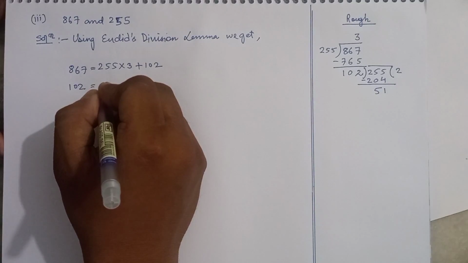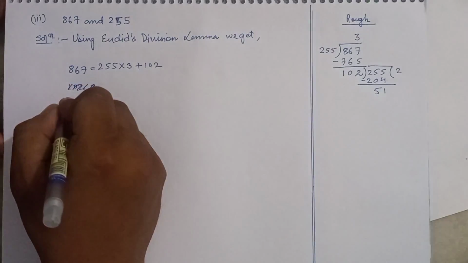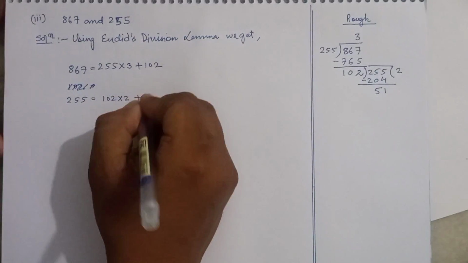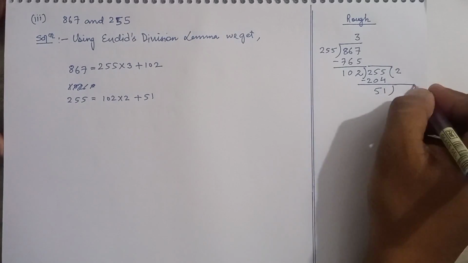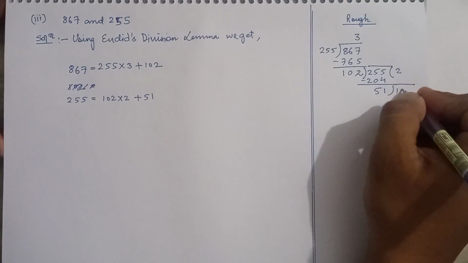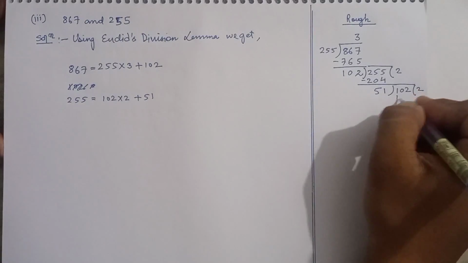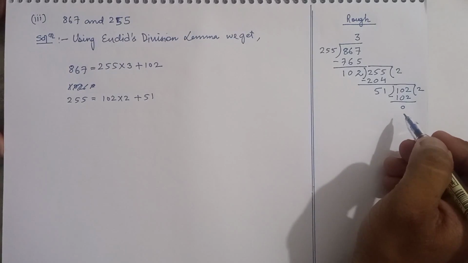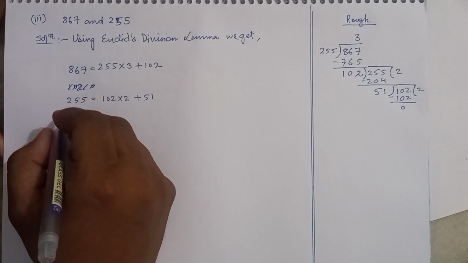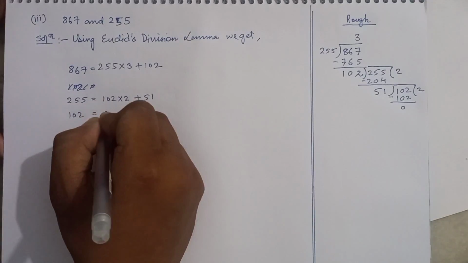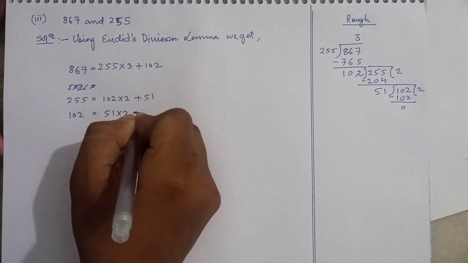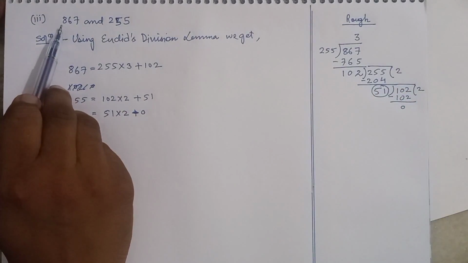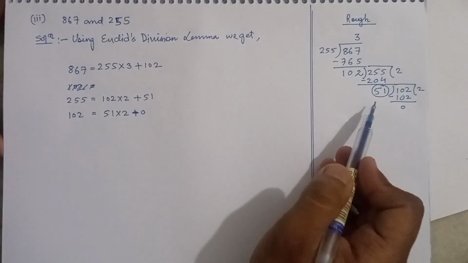255 is equal to 102 into 2 plus 51. And now 51 is the divisor and 102 is the dividend. So 51 into 2 is 102. 102 minus 102 gives 0. At this stage the divisor is 51, so the HCF of 867 and 255 will be 51.